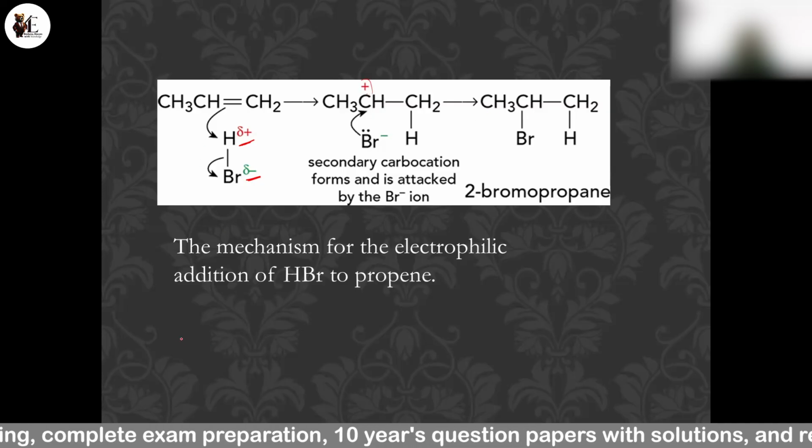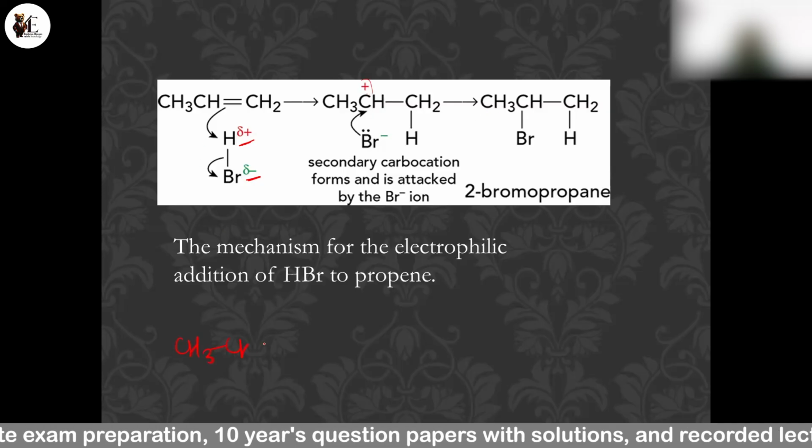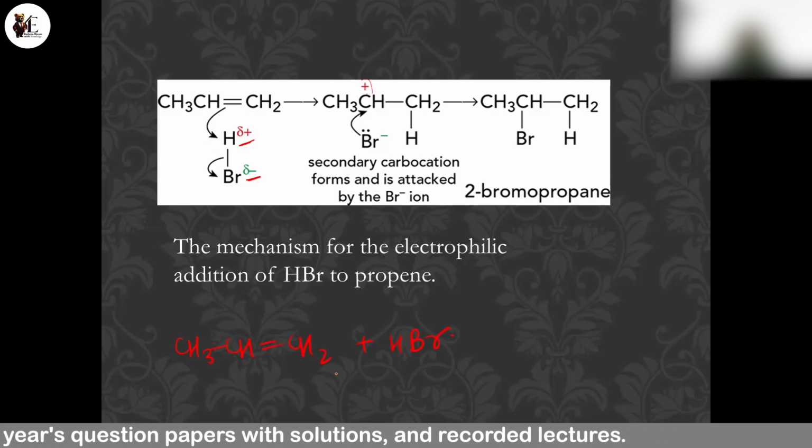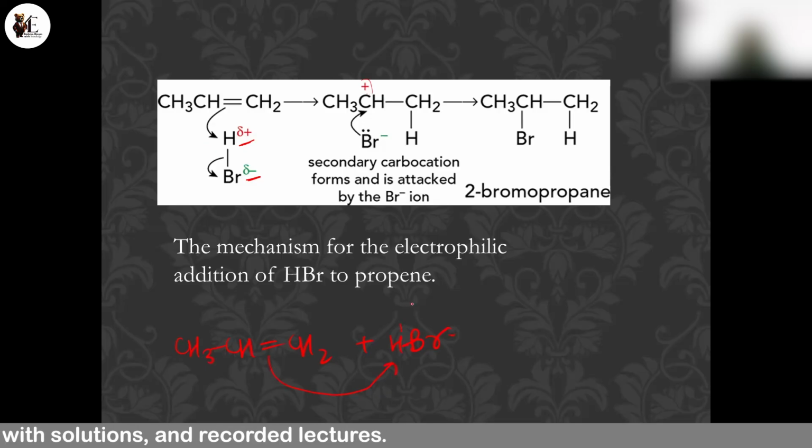Okay, so it is very simple. CH3CH double bond CH2. When HBr attaches to this, this bond gets transferred to here, and this HBr bond gets transferred to here. So we have CH3 CH CH2H.